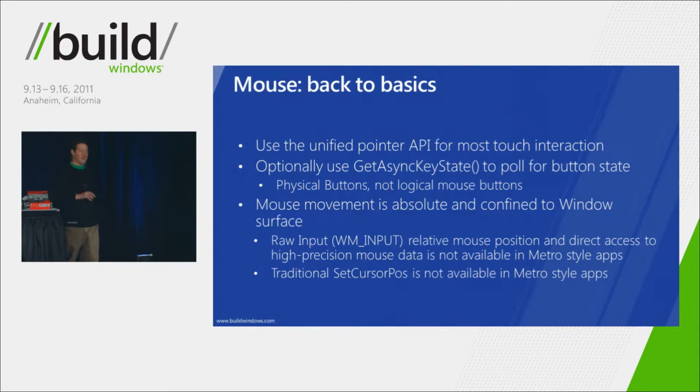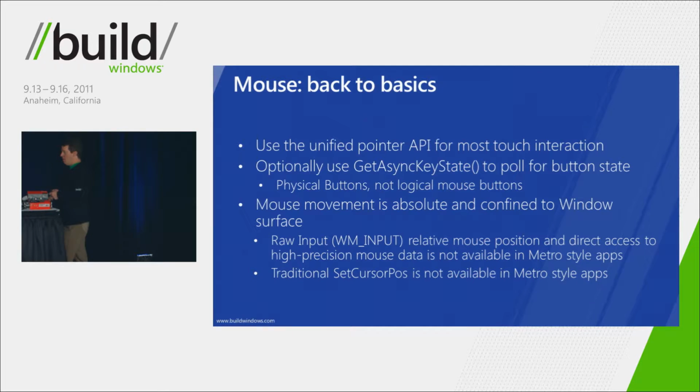Mouse, again, unified pointer API, that makes it really easy. It's not a lot of extra work for you on mouse. But if there's certain circumstances where you want to use a polling approach, you can poll the button state using GetAsyncKeyState. This corresponds to physical mouse buttons, not virtual buttons, but it works essentially like GetAsyncKeyState does for the keyboard.